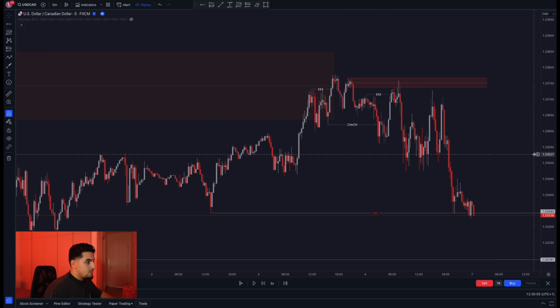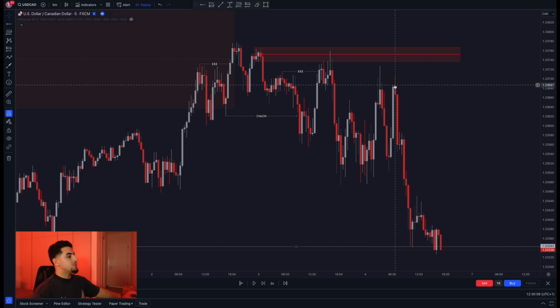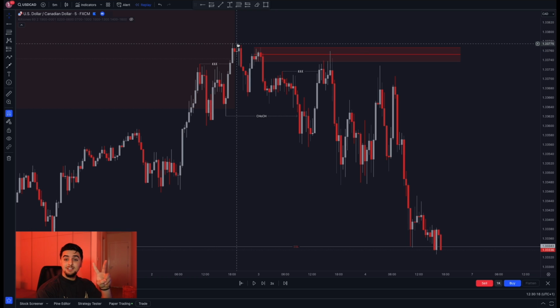Cool. Now let's just zoom in. Okay, what can we see? This was the last structure. Price took out that structure. Number one. Number two, we wait for price to break the low that formed that high.